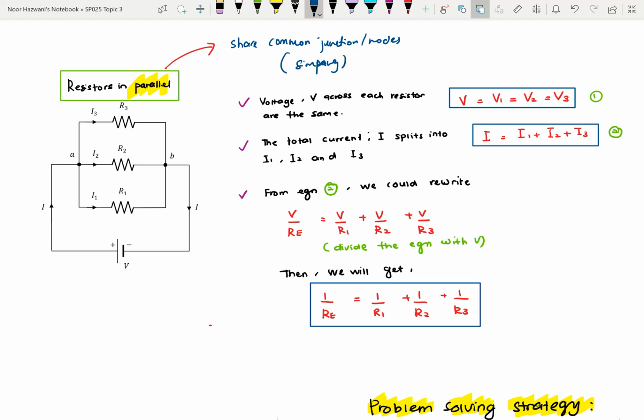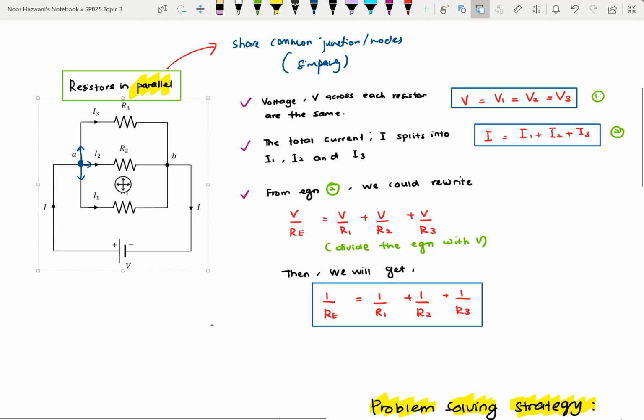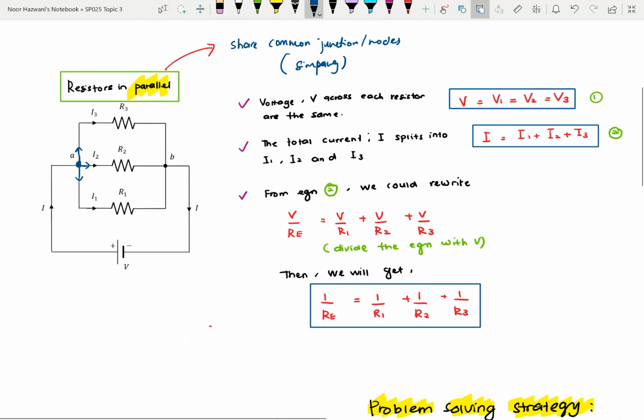Simpang tu maksudnya apa? Bila current sampai pada satu point, dia boleh memilih, dia boleh lalu atas. Maksudnya there are more than one way that it can flow through. Sama kan macam ni. So when the current reaches point A, it can go upward, to the right or downward. And also to B. Okay, bila current masuk kat sini, dia akan ada dua lah kan, and then dia akan bergabung balik and then menjadi total I.